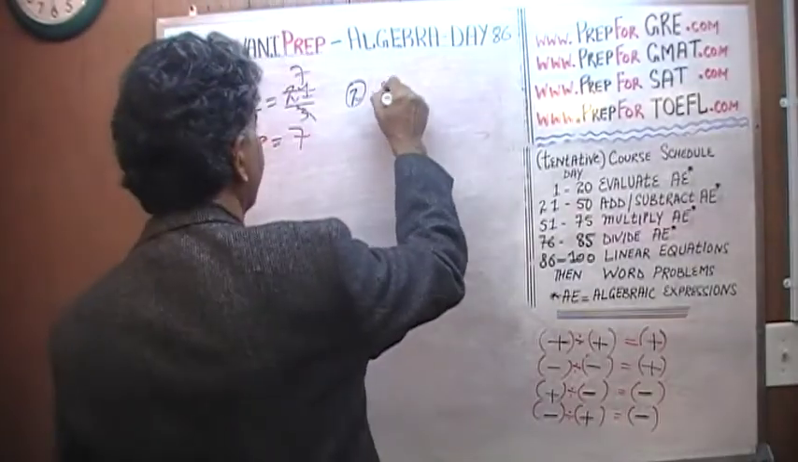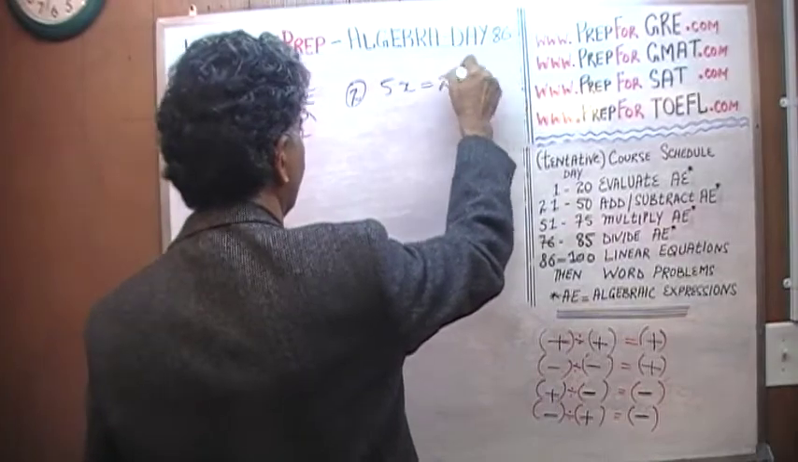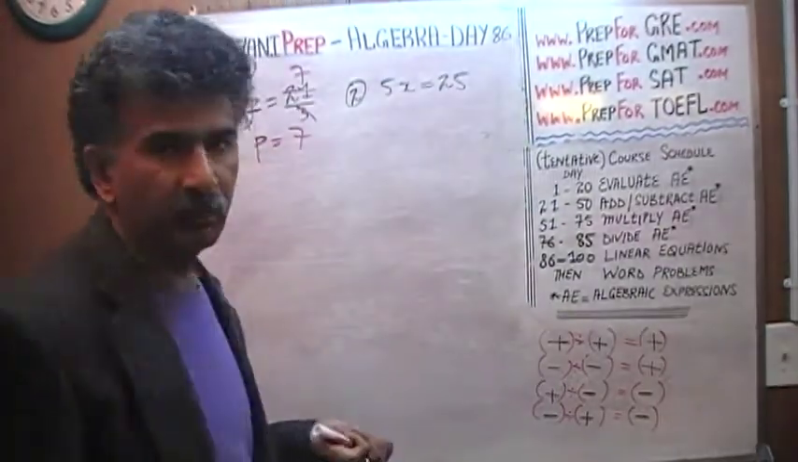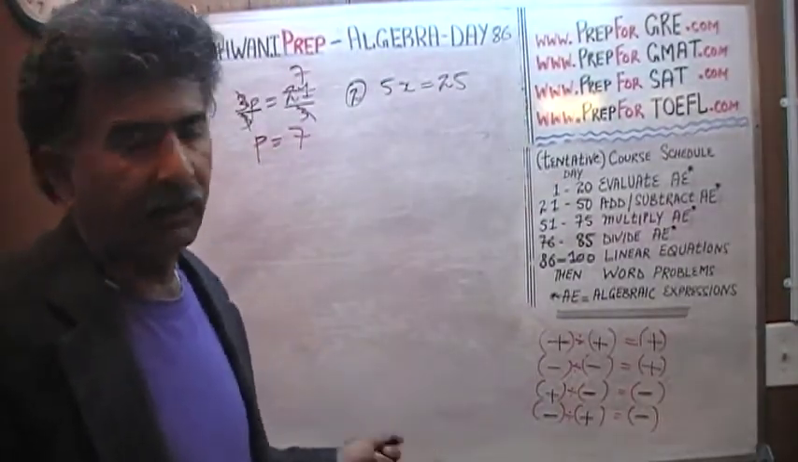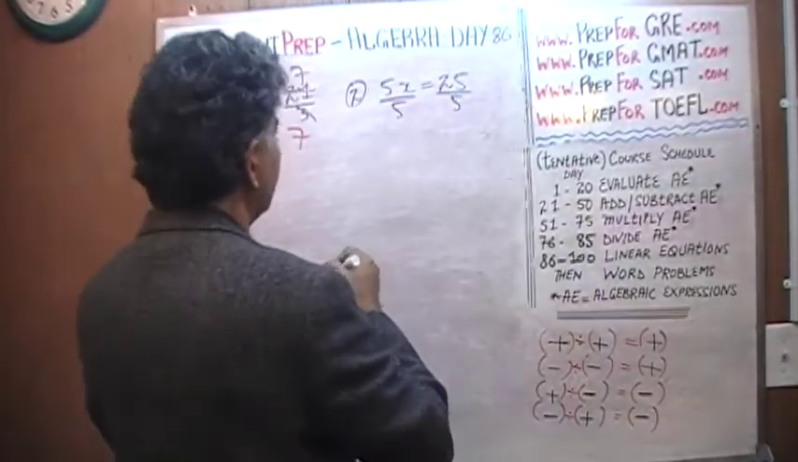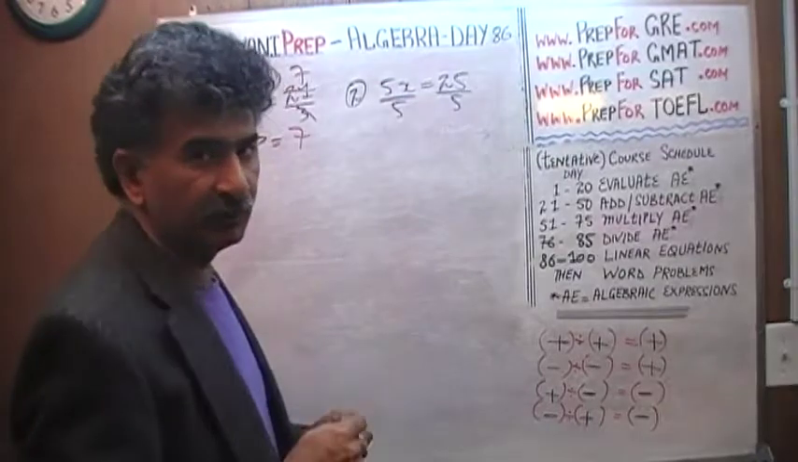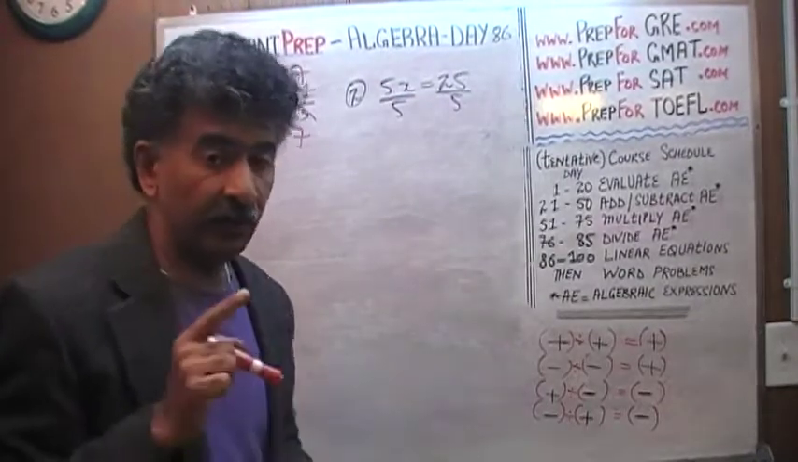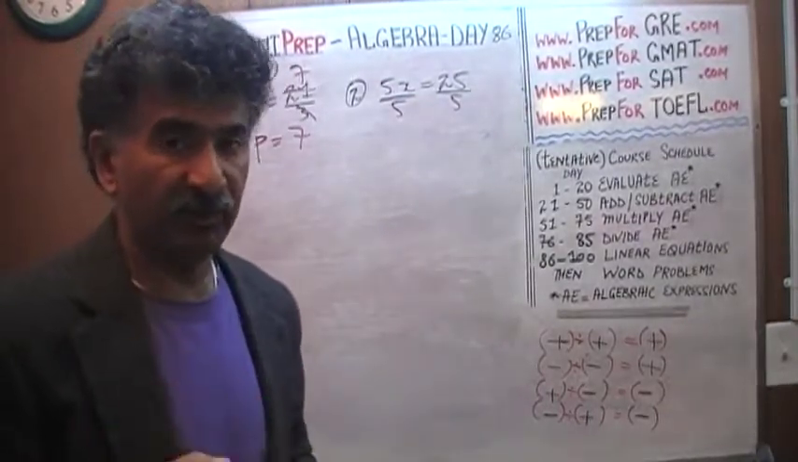5x equals 25. What number times 5 equals 25? Of course, 5. Again, if you want to show your work, you divide both sides by 5, by virtue of dividing both sides of the equation by 5. You must divide both sides of the equation by 5. This is how you say it.